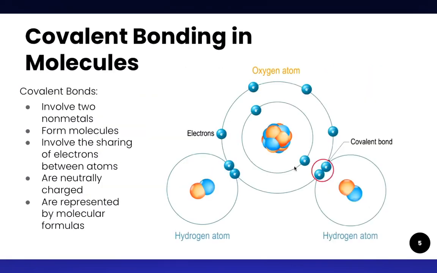The next type of bond is called covalent bonding, and it only happens with two nonmetals. Covalent bonds form molecules where ionic bonds do not form molecules. And they involve the sharing of electrons between atoms. So let's take this bond right here, for example. The two electrons inside that circle are being shared between the oxygen and hydrogen atom.